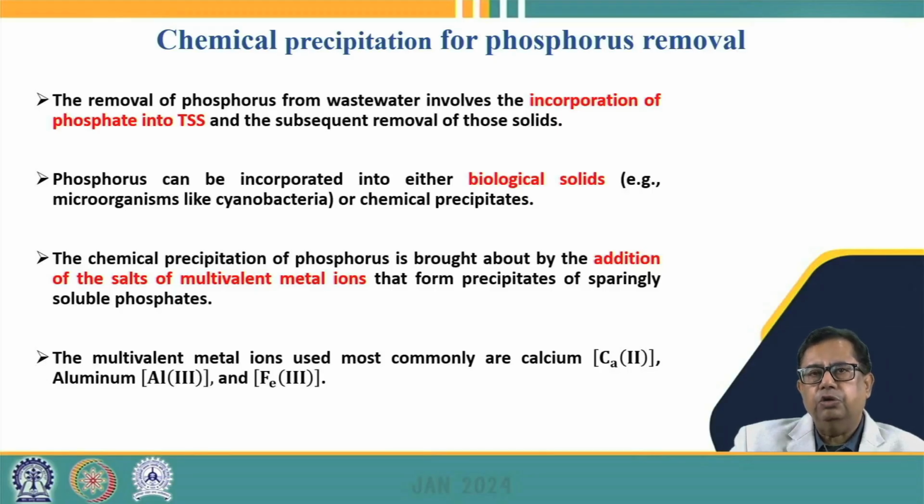So here we are talking about the chemical precipitation method. If we add salts of multivalent metal ions, they can lead to sparingly soluble phosphates, or they can lead to the precipitation of the phosphate present in the wastewater. Generally we use multivalent metal ions like calcium, aluminum or ferric salts for the precipitation of phosphate in the wastewater.